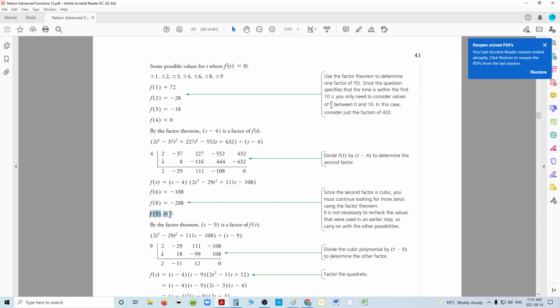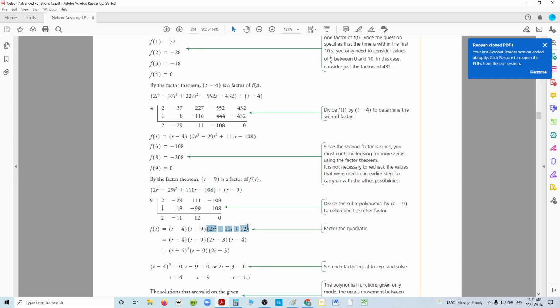And then they keep going and they discover 9. And they go back and factor 9 out to come up with this quadratic, which is factorable into this, and then they come up with all the possible times when these whales are the same height. But now the secret is to make sure that happens between 0 and 8 seconds.